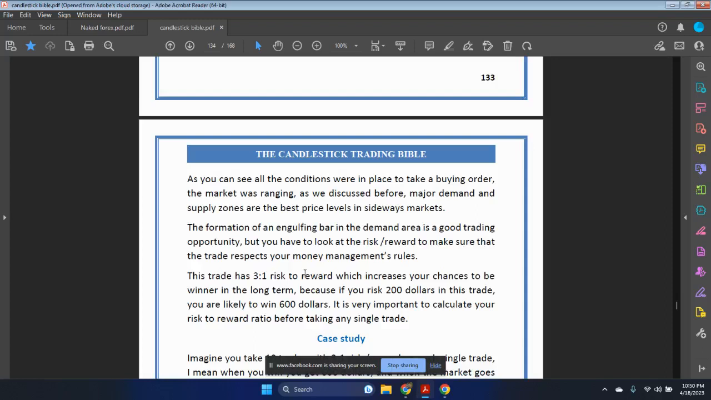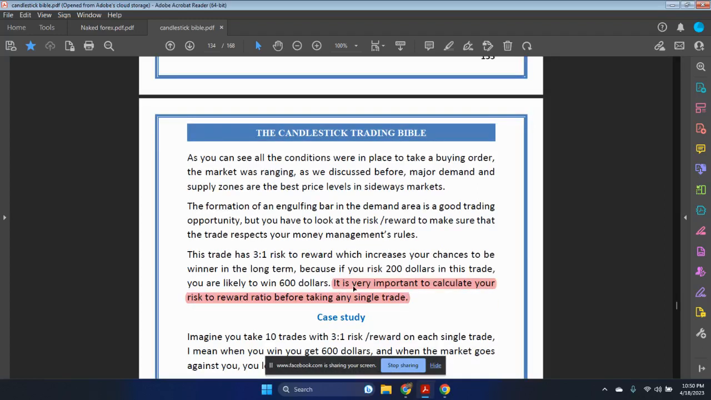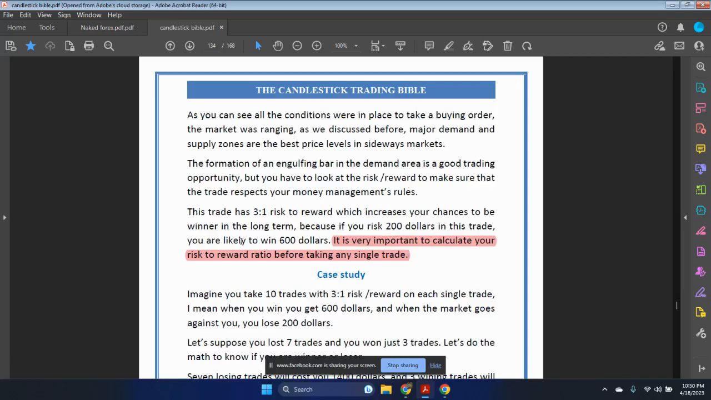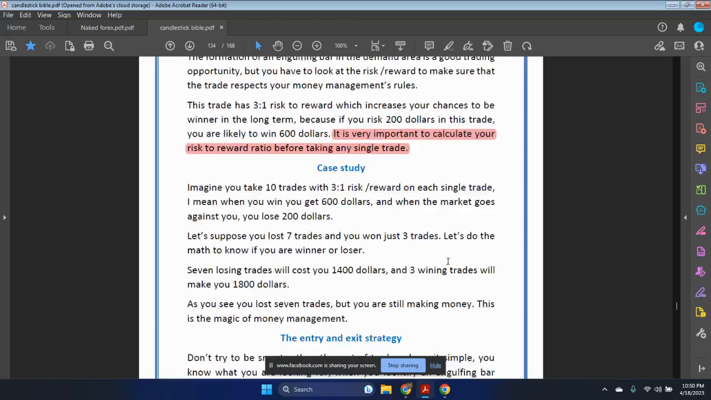This trade has a 3-to-1 risk reward, which increases your chances to be a winner in the long term, because if you risk $200 in this trade, you are likely to win $600. It is very important to calculate your risk reward ratio before taking any trades, y'all. Another highlight, because this is important: it is very important to calculate your risk reward ratio before taking any single trade. You don't want to take a trade when you do not know what you're risking. You could be risking $500 and not have your calculations before entering your trade.